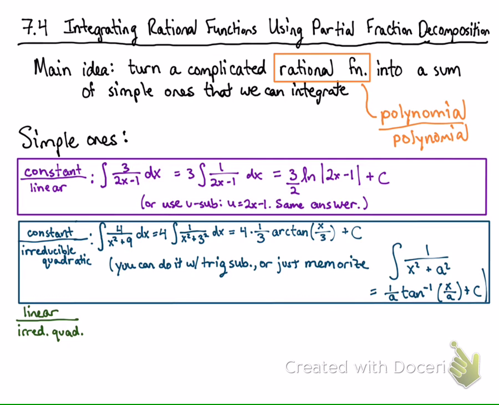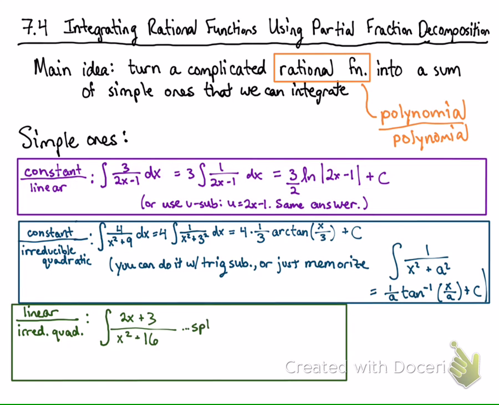So 1 over variable squared plus number squared, the integral of that is 1 over the number times arctangent of the variable over the number plus a constant. Okay, so that's the second kind of quote-unquote simple rational function. And then the third one, a linear over an irreducible quadratic. And we'll deal with that later.